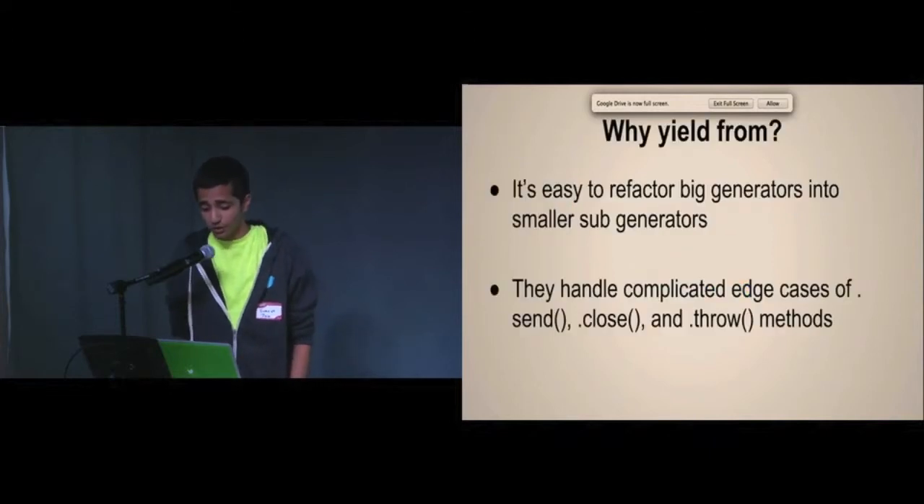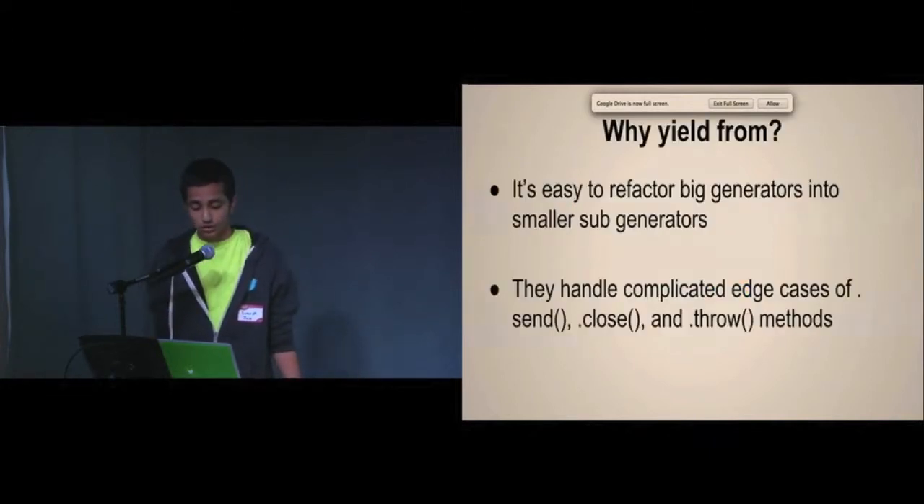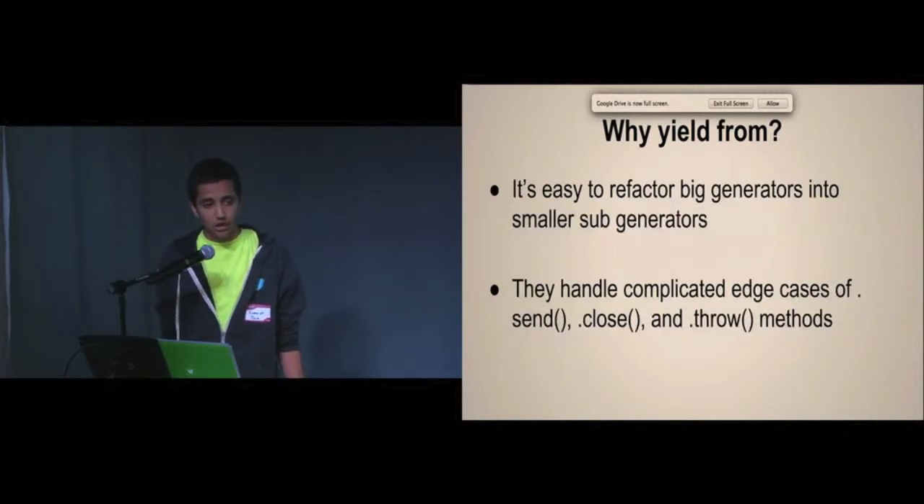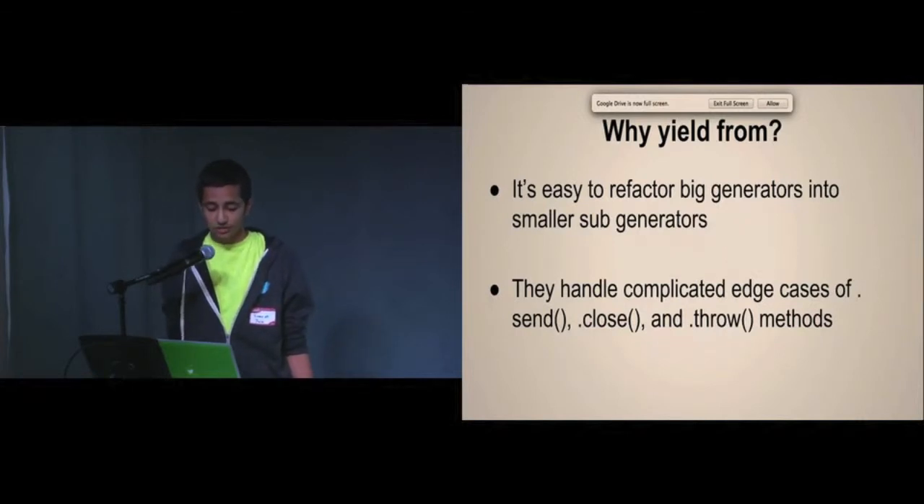So why yield from? The main reason they introduced yield from is because now it's easier to refactor big generators into smaller subgenerators. With your typical yield, you normally have to do a little bit of extra work if you want to call a subgenerator inside of another generator, but now it's just all handled in some Python magic. And yield from really shines when you want to handle the complicated edge cases of the send, close, and throw methods on generators. Without yield from, it would normally take a lot of messy and complicated Python code to handle these edge cases.